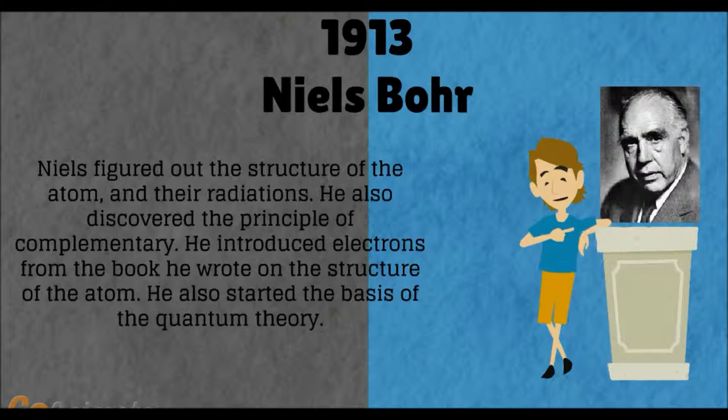Niels Bohr. Niels figured out the structure of the atom, and their radiations. He also discovered the principle of complementarity. He introduced electrons in the book he wrote on the structure of the atom. He also started the basis of the quantum theory.